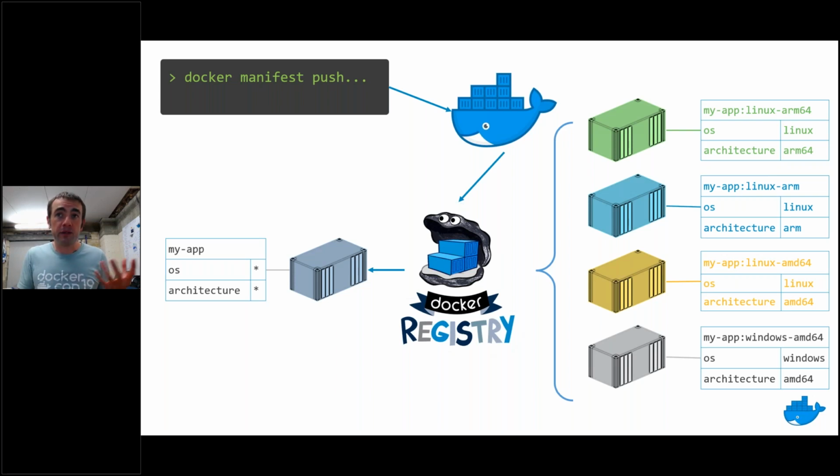And now I've got this concept of a multi-arc image, because on the left-hand side of this diagram, I have an image called my app, which works for several OSs and several architectures. And on the right-hand side, I've got for each one, the image name has a specific tag. So I've got my app:linux-arm and my app:windows-amd64. So those are the actual images that live in Hub, but I've got the manifest which puts them all together as a single multi-arc image.